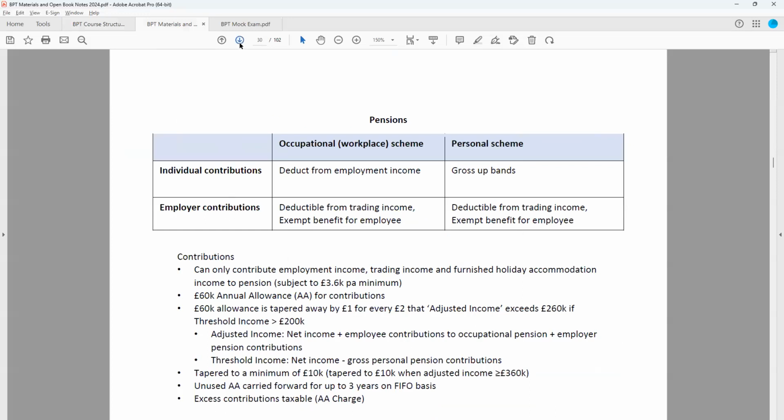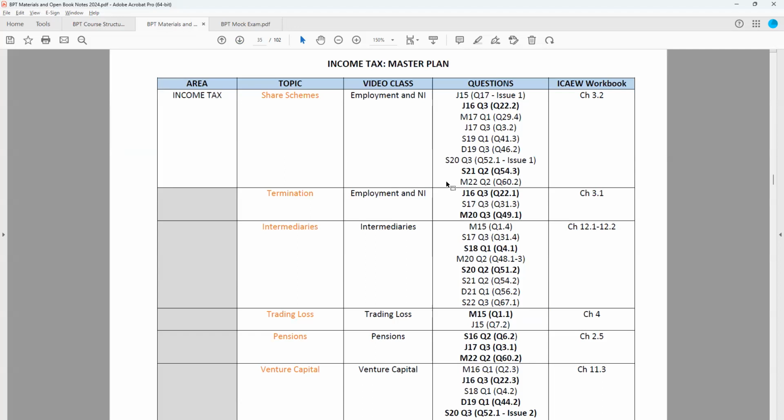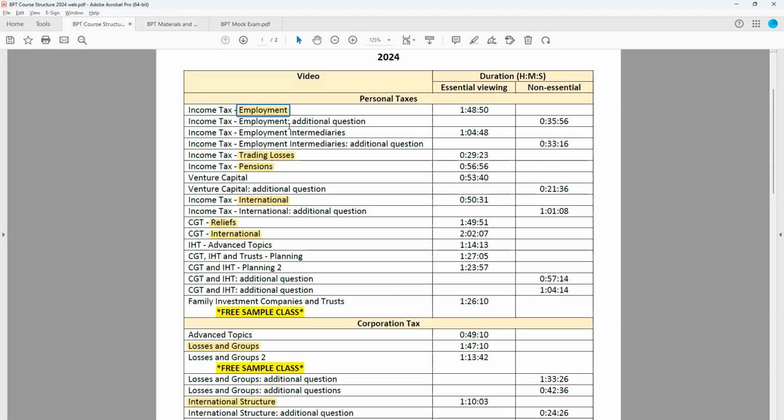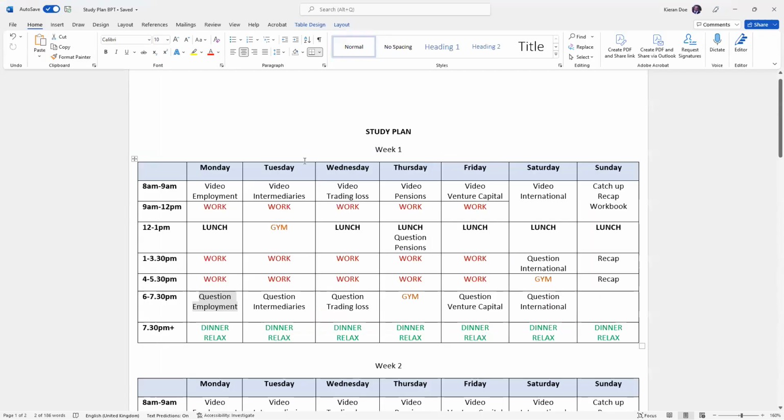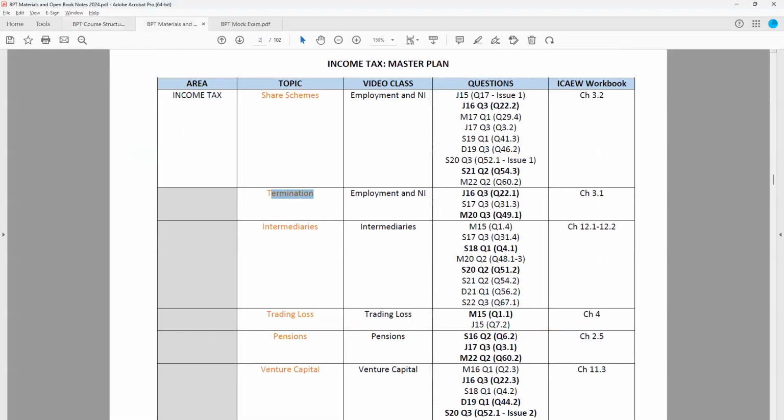So if you go to the master plan at the end of the income tax section, then you can see the questions on each topic, so you could go away and practice some of the other questions on share schemes and termination. So you can see that this will just enable you to master that one topic, and then the next time you could work on the next topic. So employment intermediaries, for example. So again, you could watch the video in your next study slot, and then the one after that, practice the questions. But it would work in exactly the same way as we've just seen there.